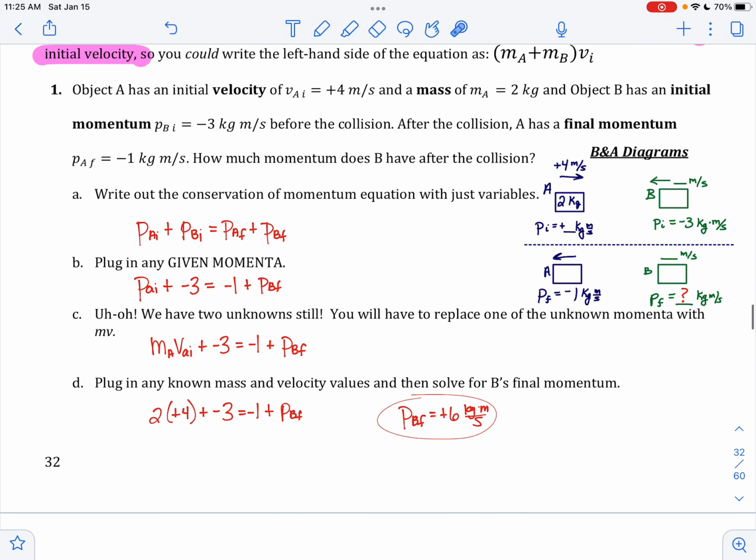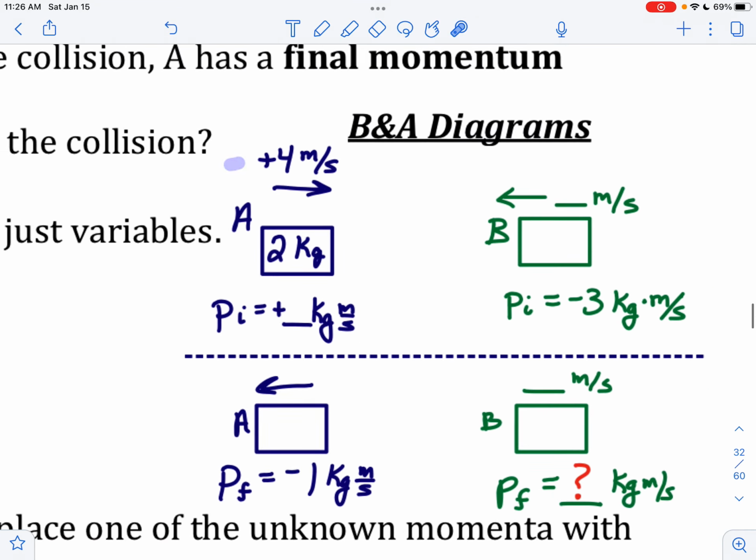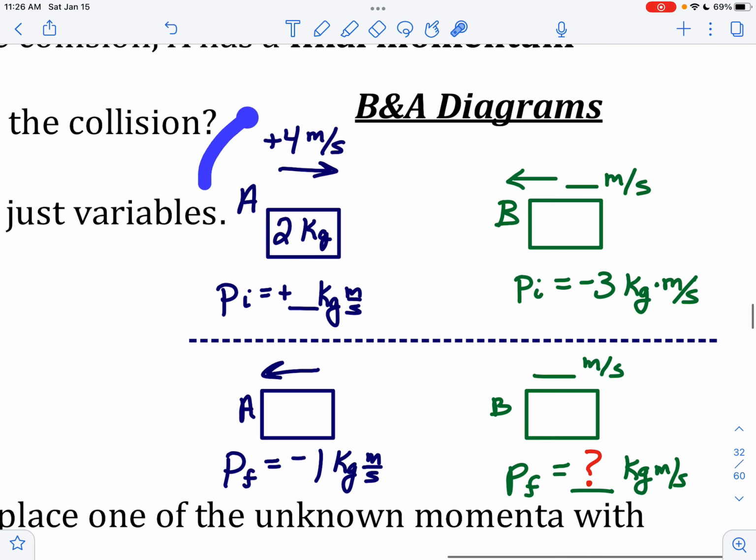It's all about keeping track of everything. So we're going to highlight, we're going to annotate, and we're going to do our before and after diagrams. All right, so object A has an initial velocity of positive 4 meters per second, so it must be moving to the right, and a mass of 2 kilograms. So down here, what we're going to do is start with object A, and this is our before. We'll put the before on top and the after on bottom.